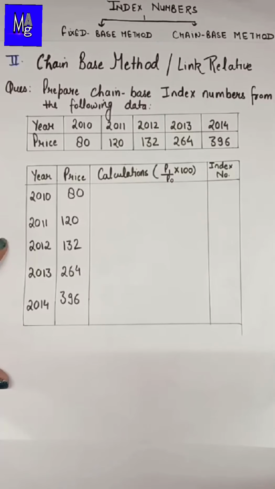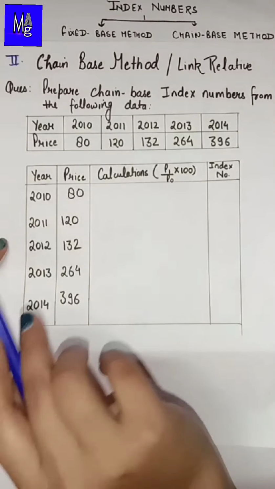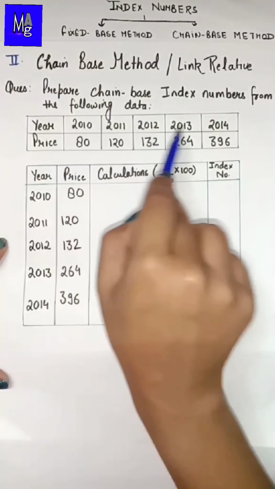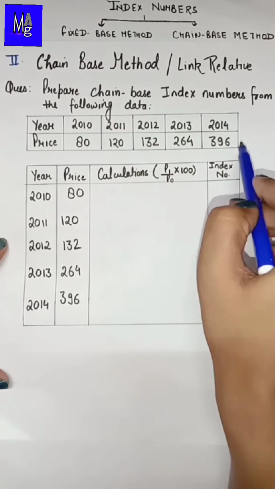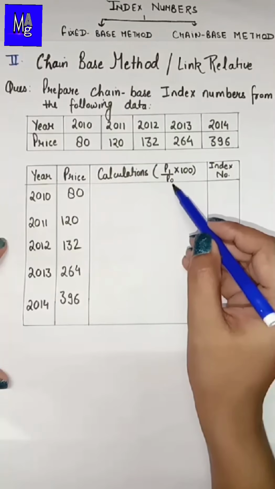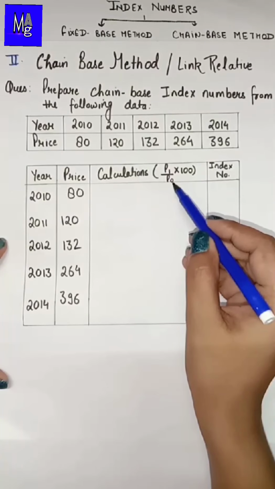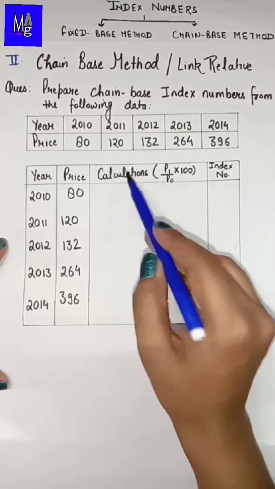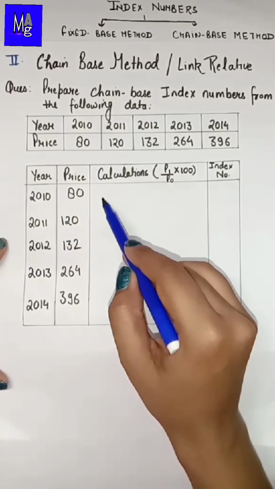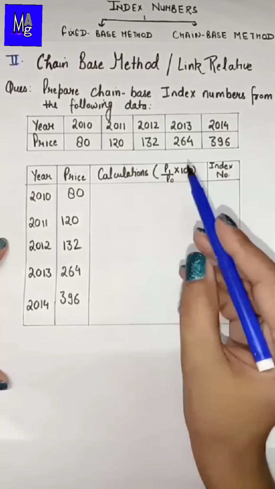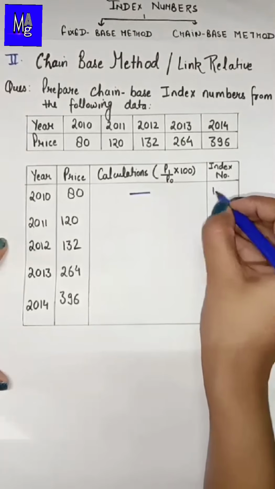So next method is chain base method or link relative method. So the question could be: prepare chain base index number from the following data. So this is our question. So here the base will always keep on changing, and the base you are going to keep as the price of the preceding year. So here in the first year, in 2010, we don't know about the preceding year's price, so we are going to keep it 100.